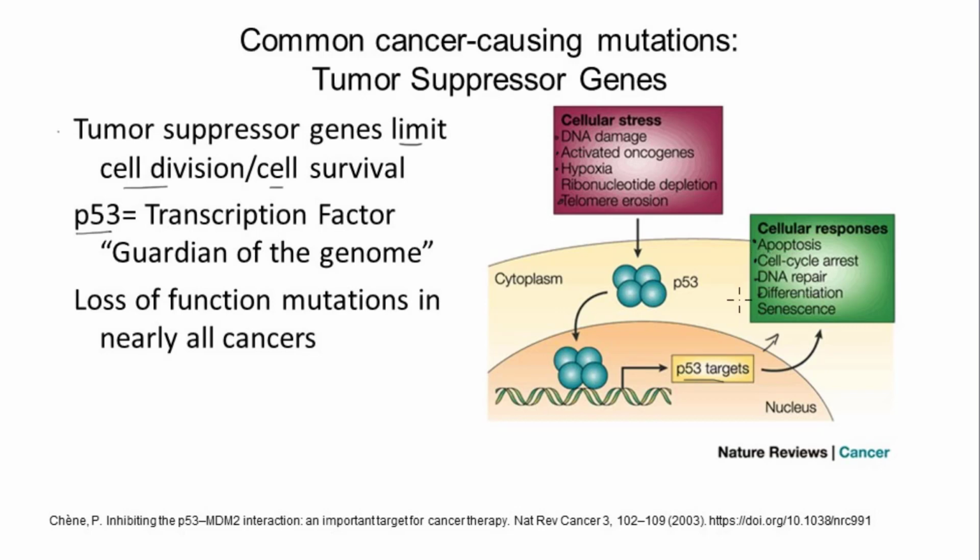Because of its central role in making sure that DNA damage is kept to a minimum and that cells don't divide if DNA damage can't be fixed, p53 is referred to as the guardian of the genome, and loss of function mutations are found in nearly all cancers. It's by far the most commonly mutated gene in human cancers.